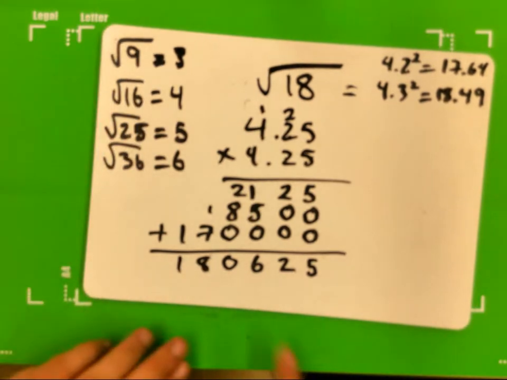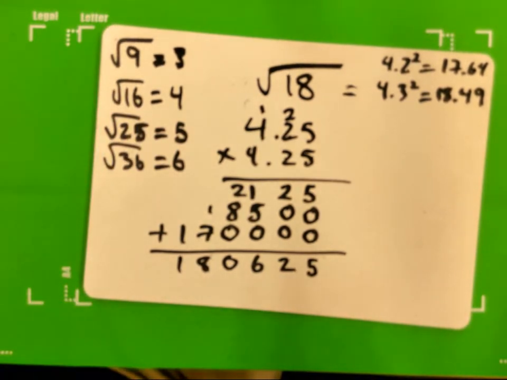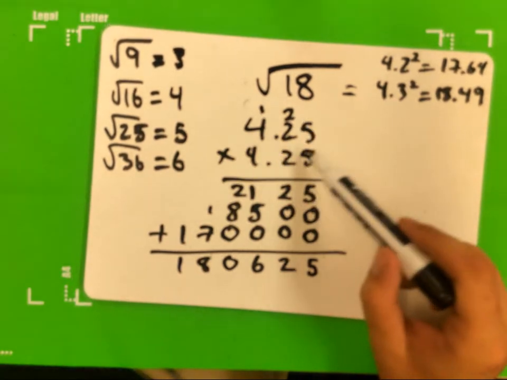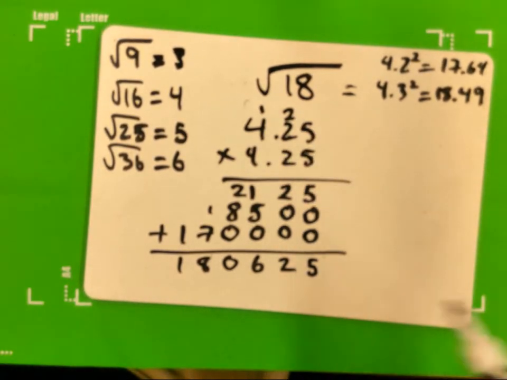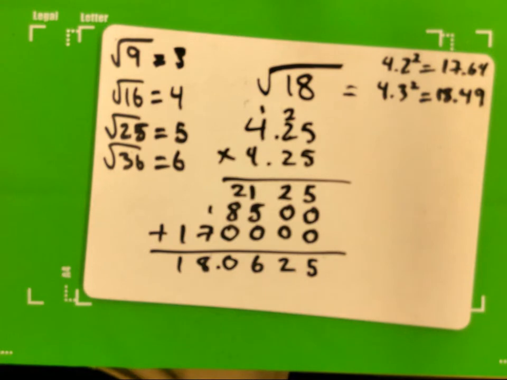Now, looks like a huge number, but again, like I said earlier, we have to go ahead and count the numbers after the decimal. So we have 1, 2, 3, 4 numbers after the decimal. We need it down here as well. So we get a number that is ridiculously close now. 18.0625, which is only off by 0.0625.